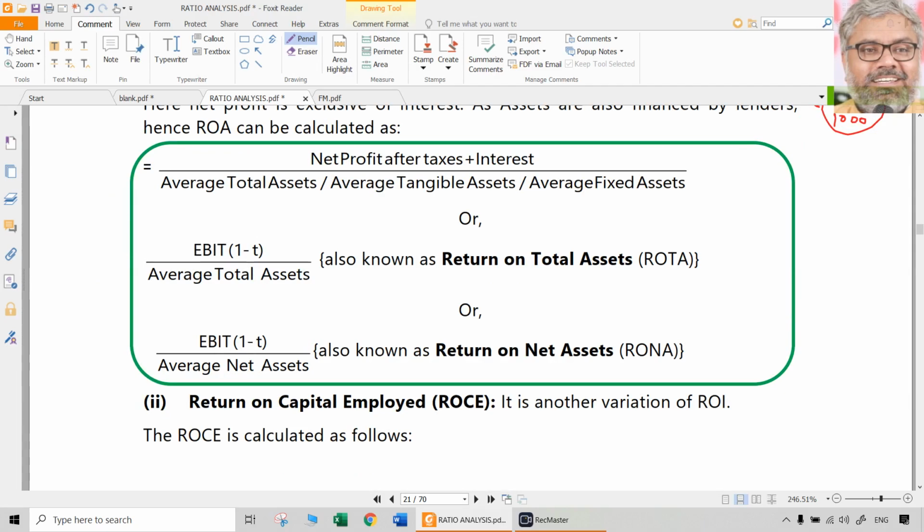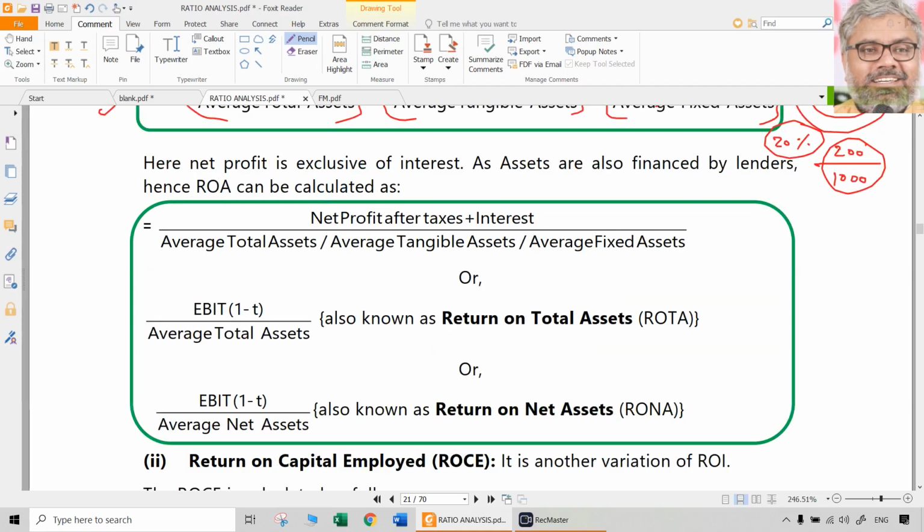Sometimes it can be taken as other than that, before interest also. So normally when we say net profit, that is after taxes and after interest, right? Sometimes it can be taken as before interest. So sometimes it can be taken like this also: net profit after taxes plus interest divided by any of these: average total assets, average tangible assets, or average fixed assets. Again, these two are exceptional. Normally average total assets is taken.